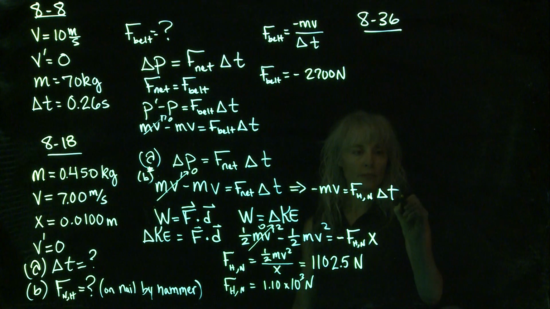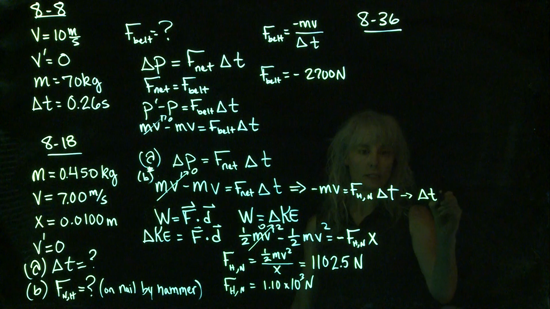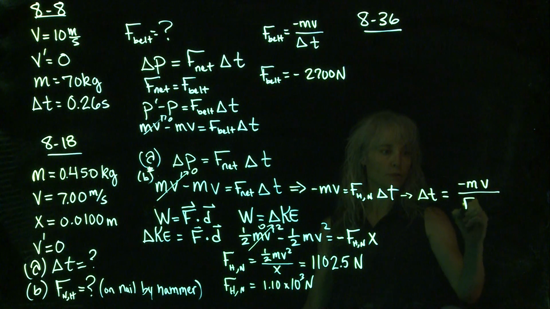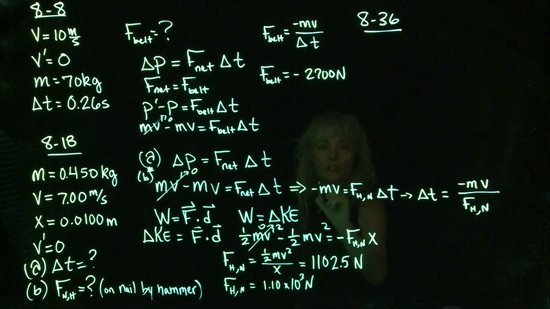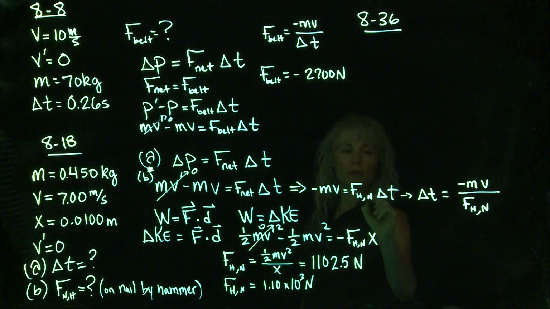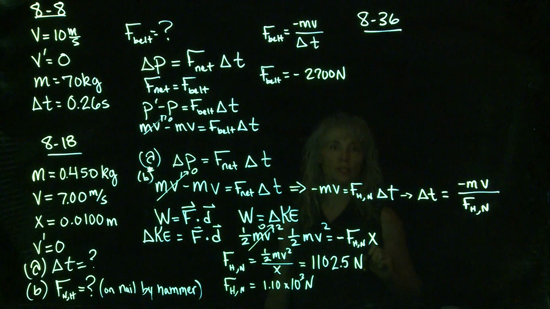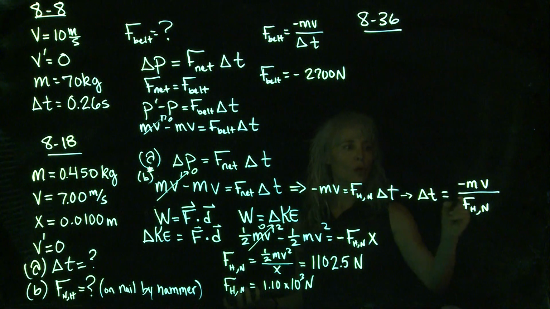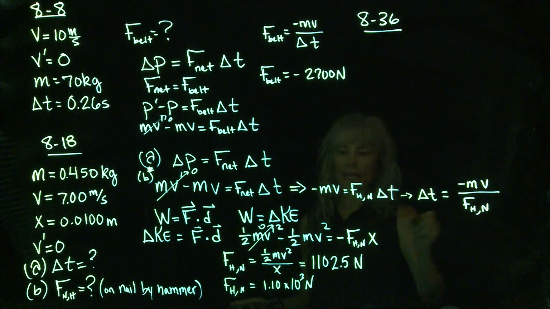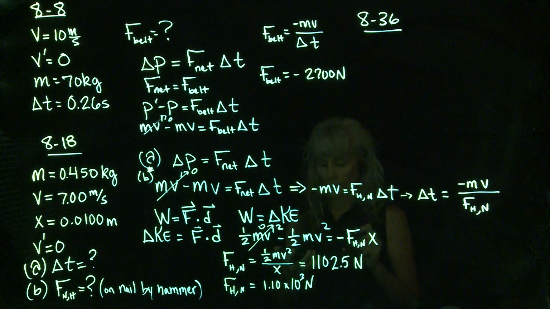So from this then, delta T is equal to negative mv divided by the force exerted on the hammer by the nail. Notice time can't be negative. This negative sign comes from the fact that the hammer is experiencing a force oppositely directed to the hammer's velocity. That's the only thing that negative sign is telling us. And so we would plug in a negative sign also for this force being exerted on the hammer by the nail, and the negative signs will cancel. So this is the force we're going to plug in.